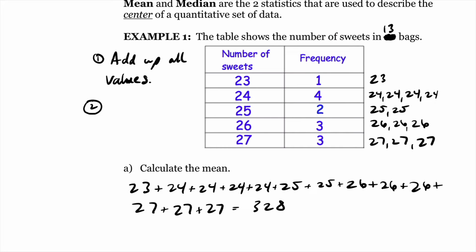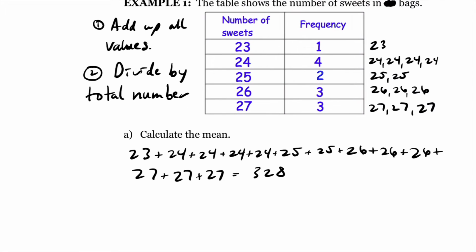First step is done. Once you do that, what's the next step? There's one more step. Starts with a D. Divide by, in this case, 13. Good. So divide by the total number. In this case, there are 13 bags. So you divide by 13. So 328 divided by 13.